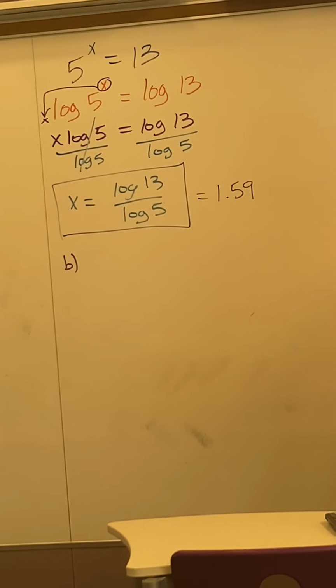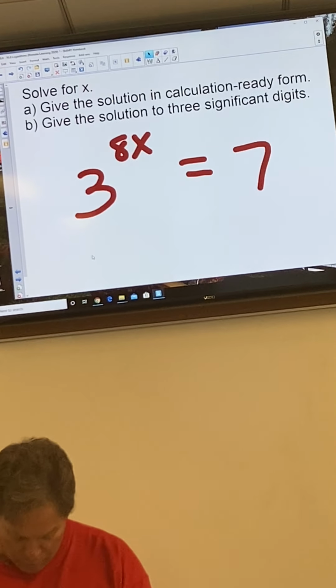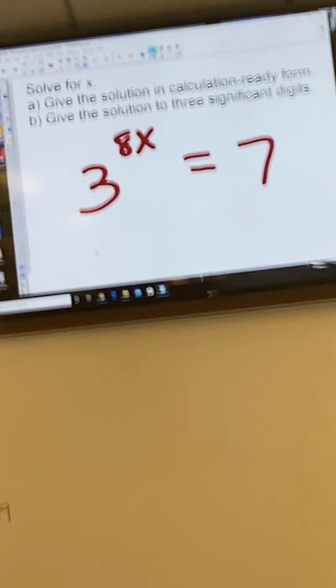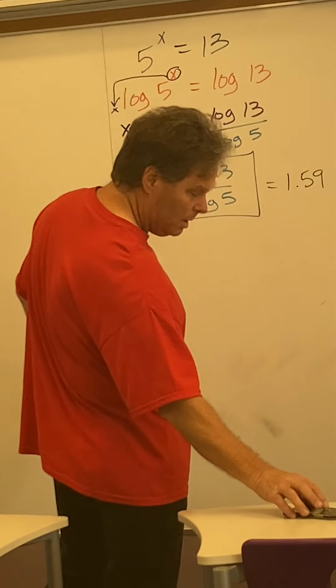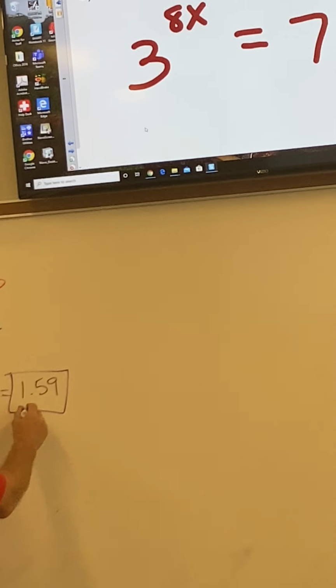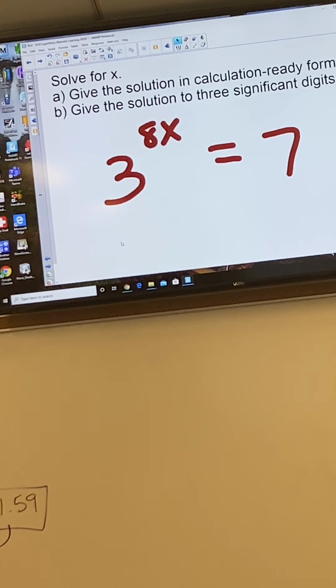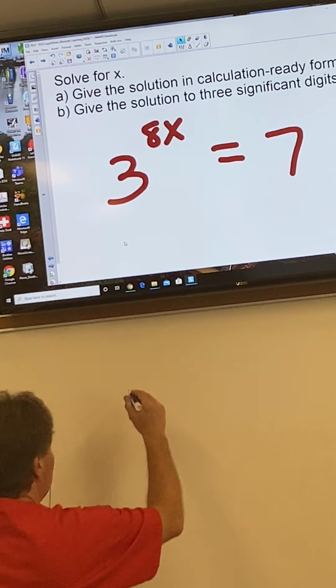Okay, let's try another one. 3 to the 8x equals 7. Very, very simple. Oh, let me put the answer here. 12.92. Oh, no, sorry. It's 1.59. Okay, that answer goes here. 1.59. Sorry.